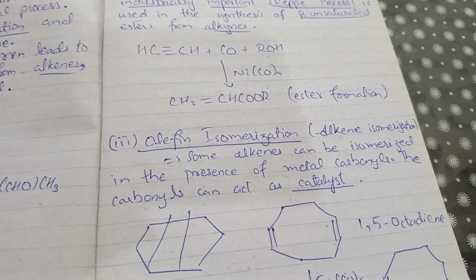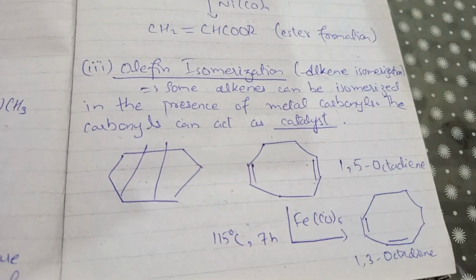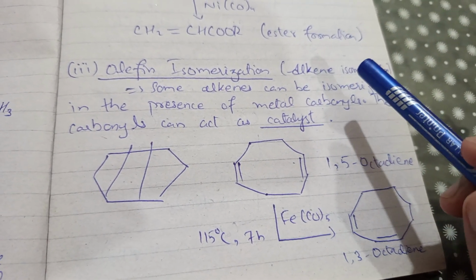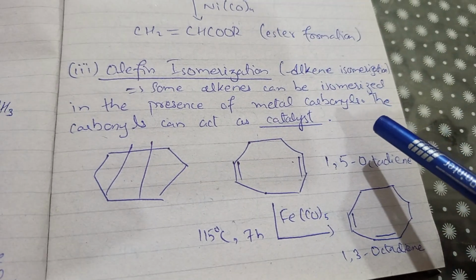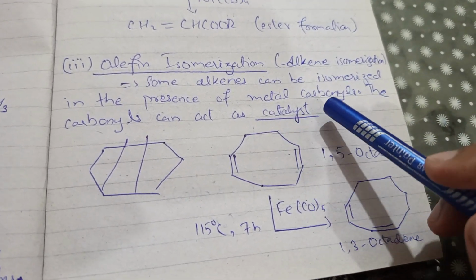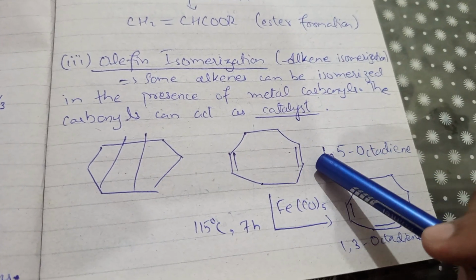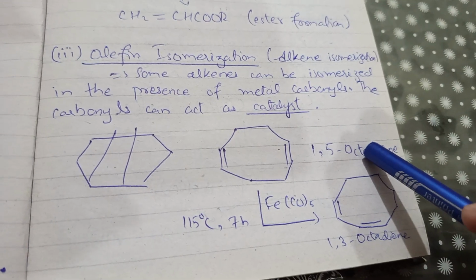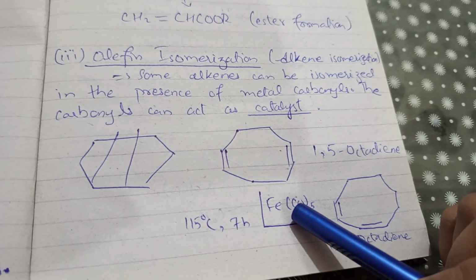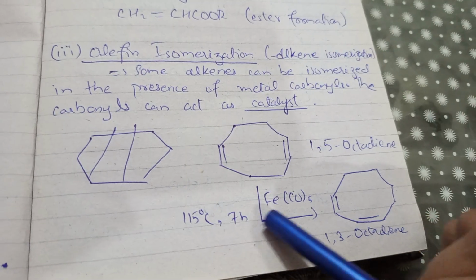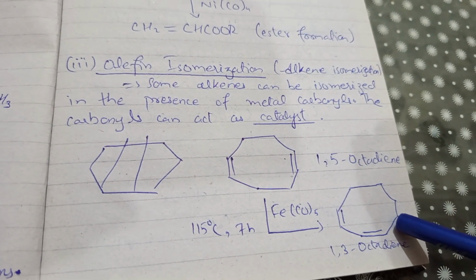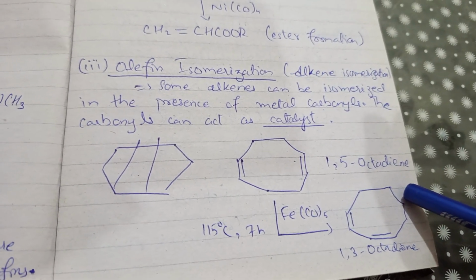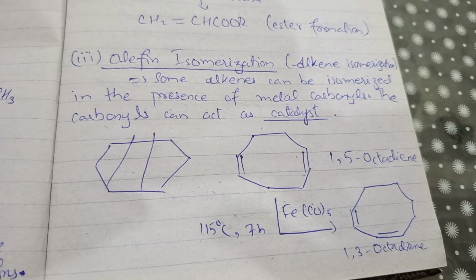Next we have olefin isomerization. You may also call it alkene isomerization. Some alkenes can be isomerized in the presence of metal carbonyls. The carbonyls can act as catalyst. So here you can see we had 1,5-octadiene in the presence of metal carbonyls, and at 115 degrees Celsius it converted into 1,3-octadiene. It is basically cyclooctadiene. So you can see the conversion here.